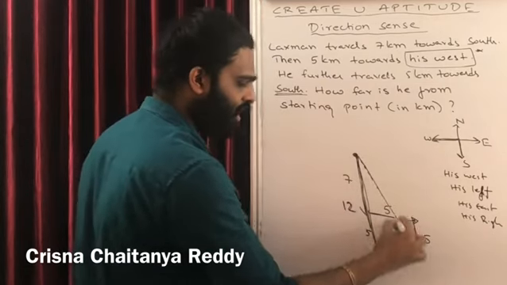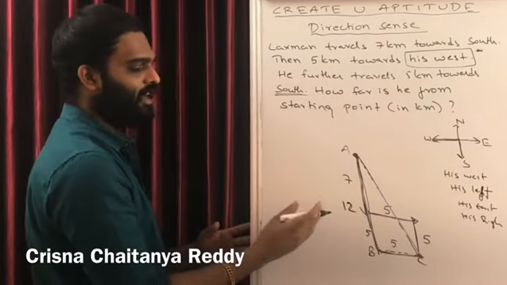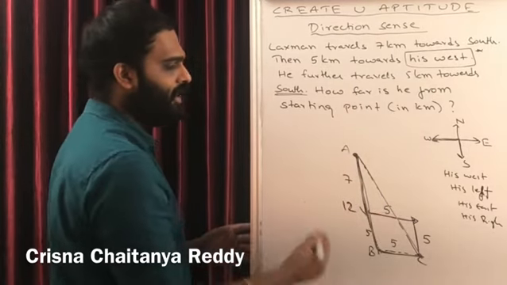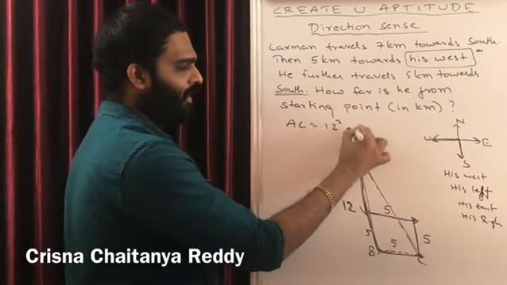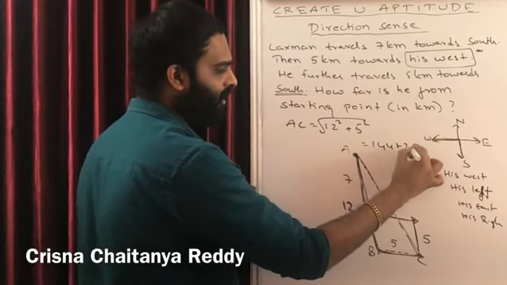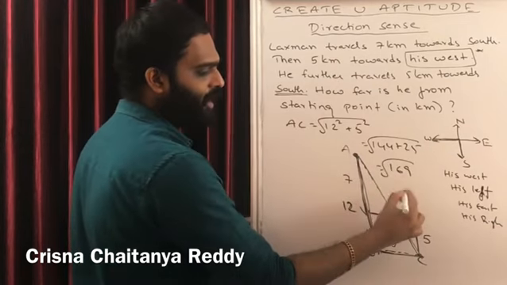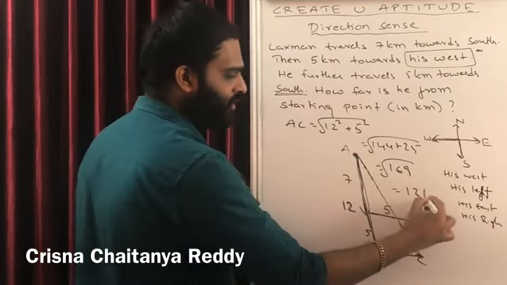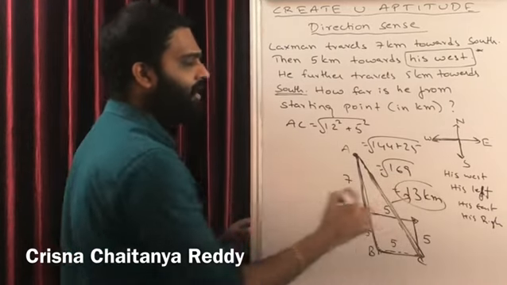I have to measure the hypotenuse. If I say this is A, this is B, this is C, then AB square plus BC square is equal to AC square. So I can say AC is equal to the square root of 12 square plus 5 square. That is nothing but the square root of 144 plus 25, which is the square root of 169. So my answer is equal to 13. So how many kilometers? It is 13 kilometers. The length of this will be 13 kilometers.